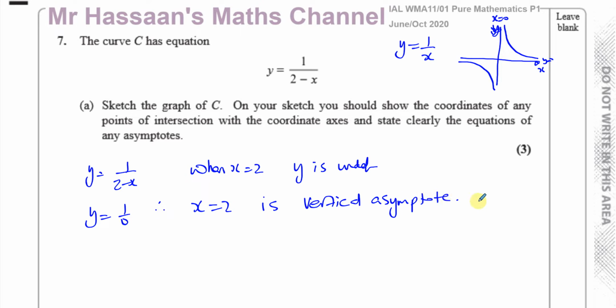Okay, and the horizontal asymptote here is y equals 0, because when you put y equals 0 here, you try to solve the equation, you have 0 equals 1 over x. Of course, if you try to solve that, you're going to end up with 0 equals 1, which is nonsensical. It's called a contradiction. So therefore, here in this case, y equals 0 is an asymptote.